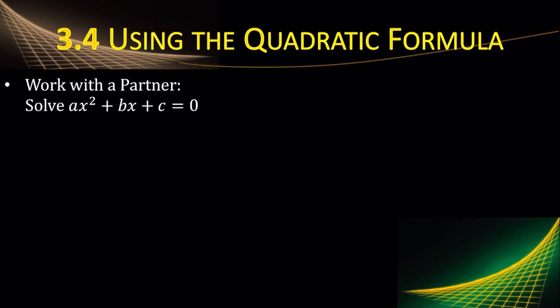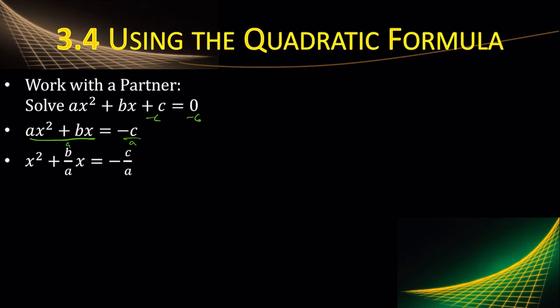All right, let's solve ax squared plus bx plus c equals 0. We're going to solve it by completing the square. So our first step is we're going to subtract c from both sides to get the x's just on the left. Then I need the number in front of x squared to be 1, so we are going to divide both sides by a. We end up with that.